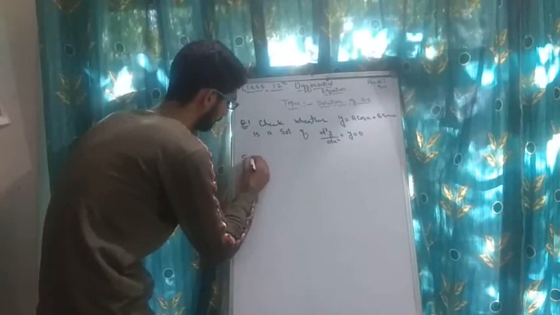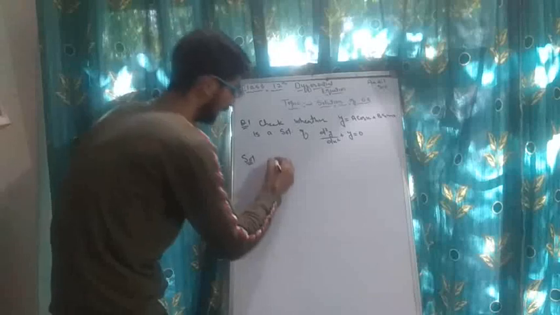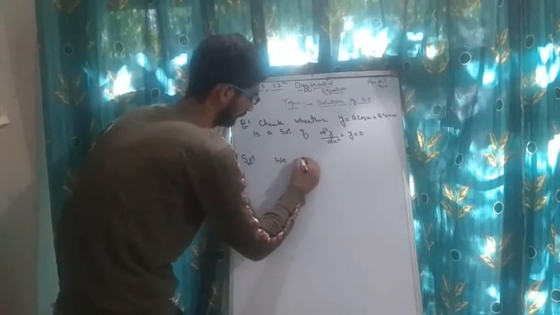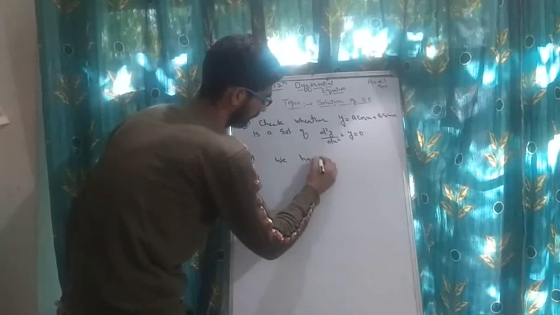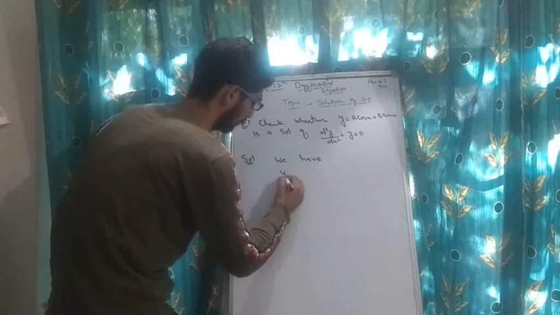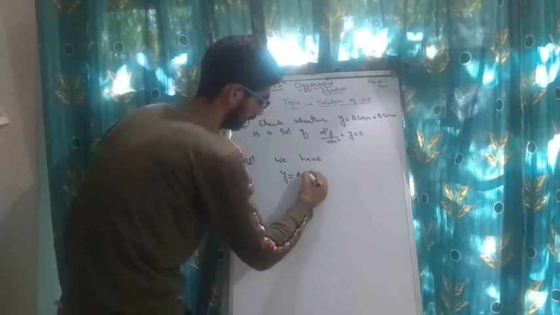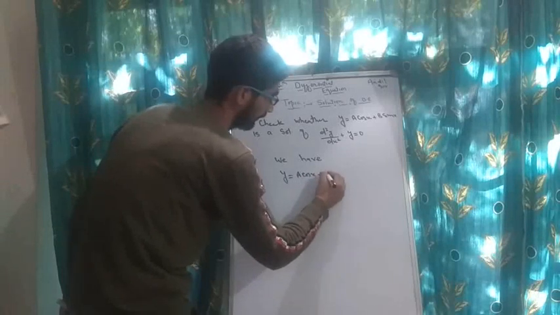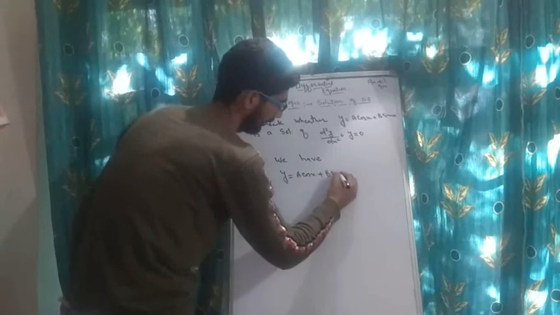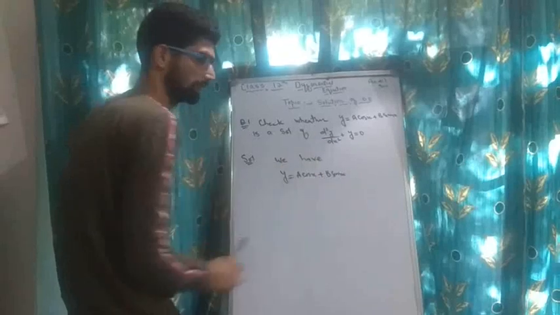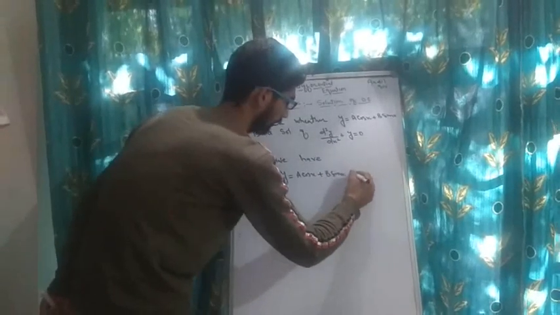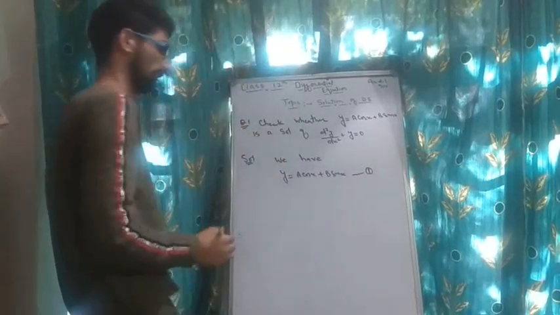You write solution. We have y is equal to a cos x plus b sine x. We have to check whether this is the solution of this or not. So you take it as first.